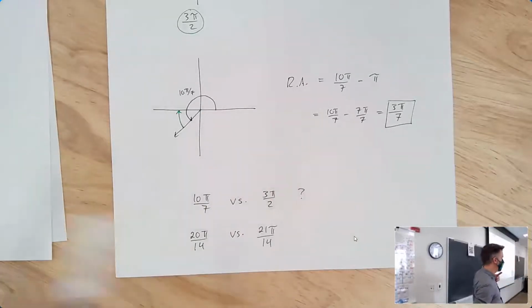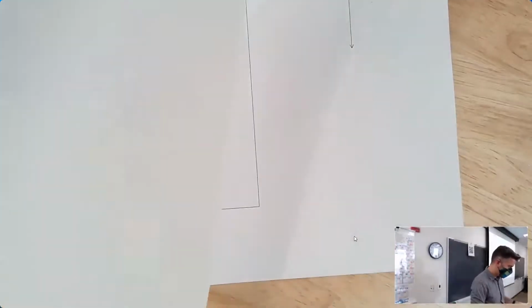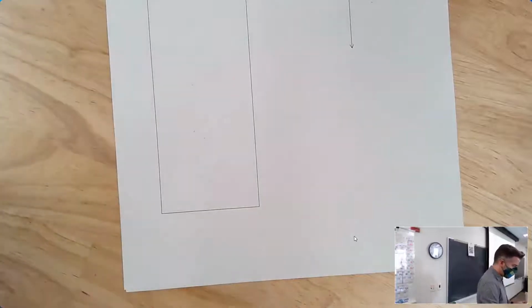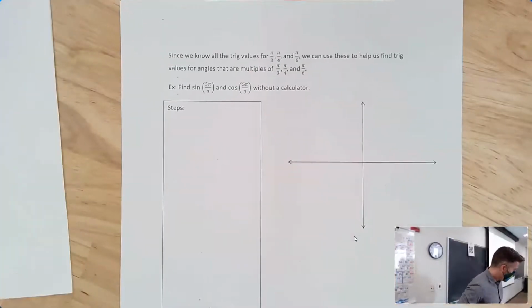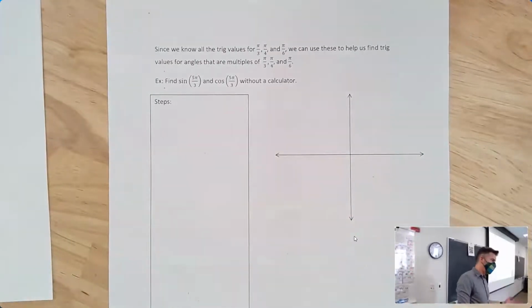So the whole point of all of this is to then be able to evaluate trigonometric functions of angles that are not in the first quadrant. Since we know all the trig values for pi over 3, pi over 4, and pi over 6, or at least we learned them last class, and the expectation is that we do know them, so definitely practice them, we can use these to help us find trig values for angles that are multiples of pi over 3, pi over 4, and pi over 6.